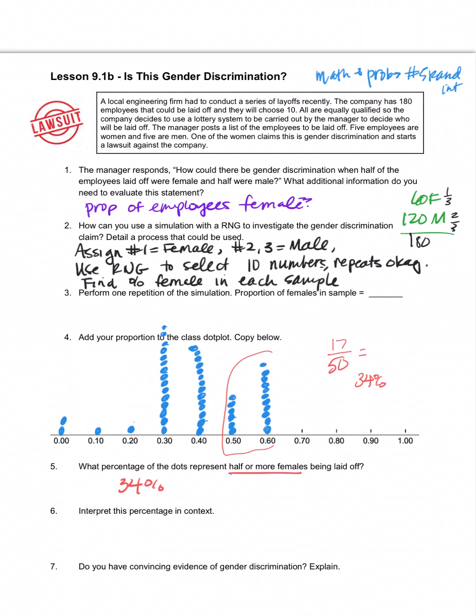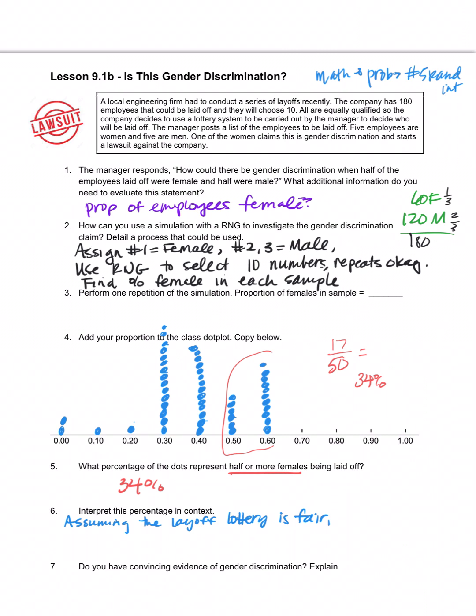All right. So now we're back to what we just did in the previous simulation. Interpret this percentage in context. So what's the assumption we're making about the lottery? It's truly random. It's fair, right? Okay, so we're going to say, assuming the layoff lottery is fair. You can say truly random. That's fine.